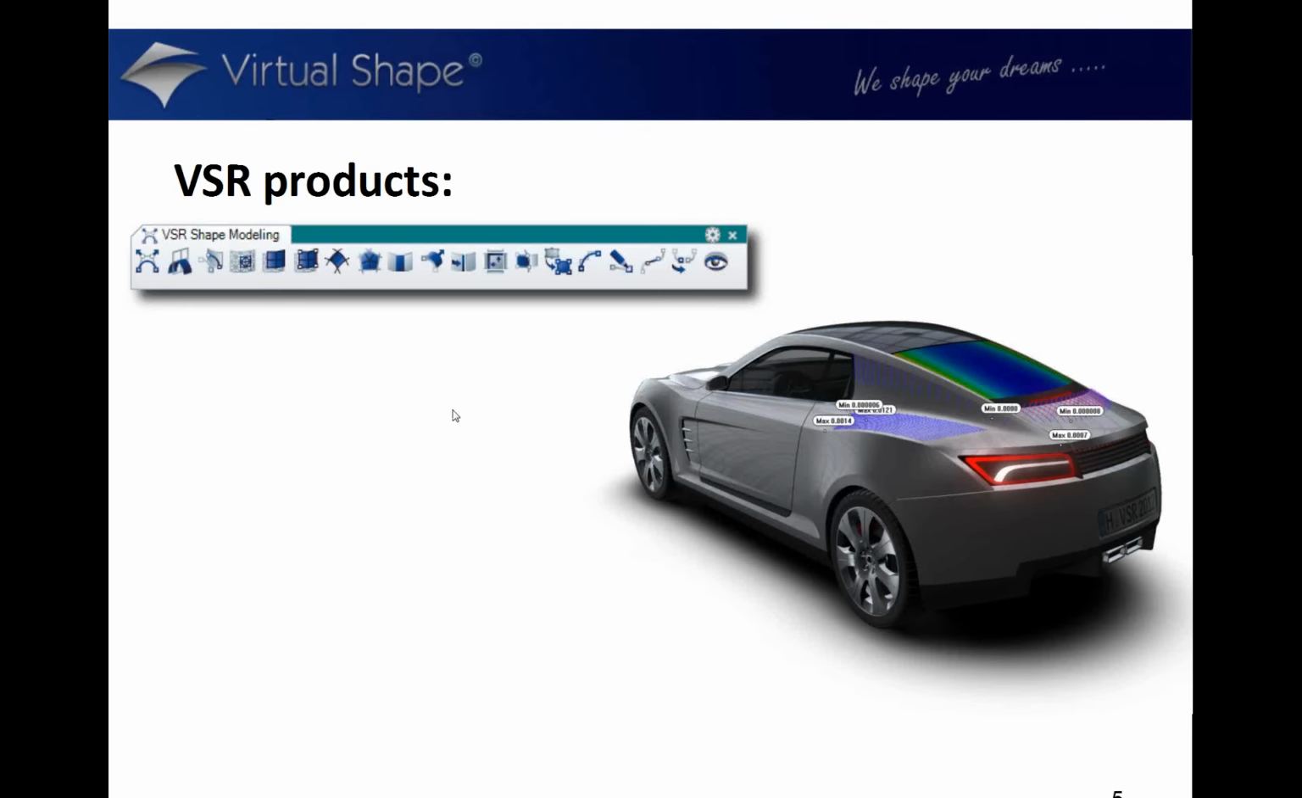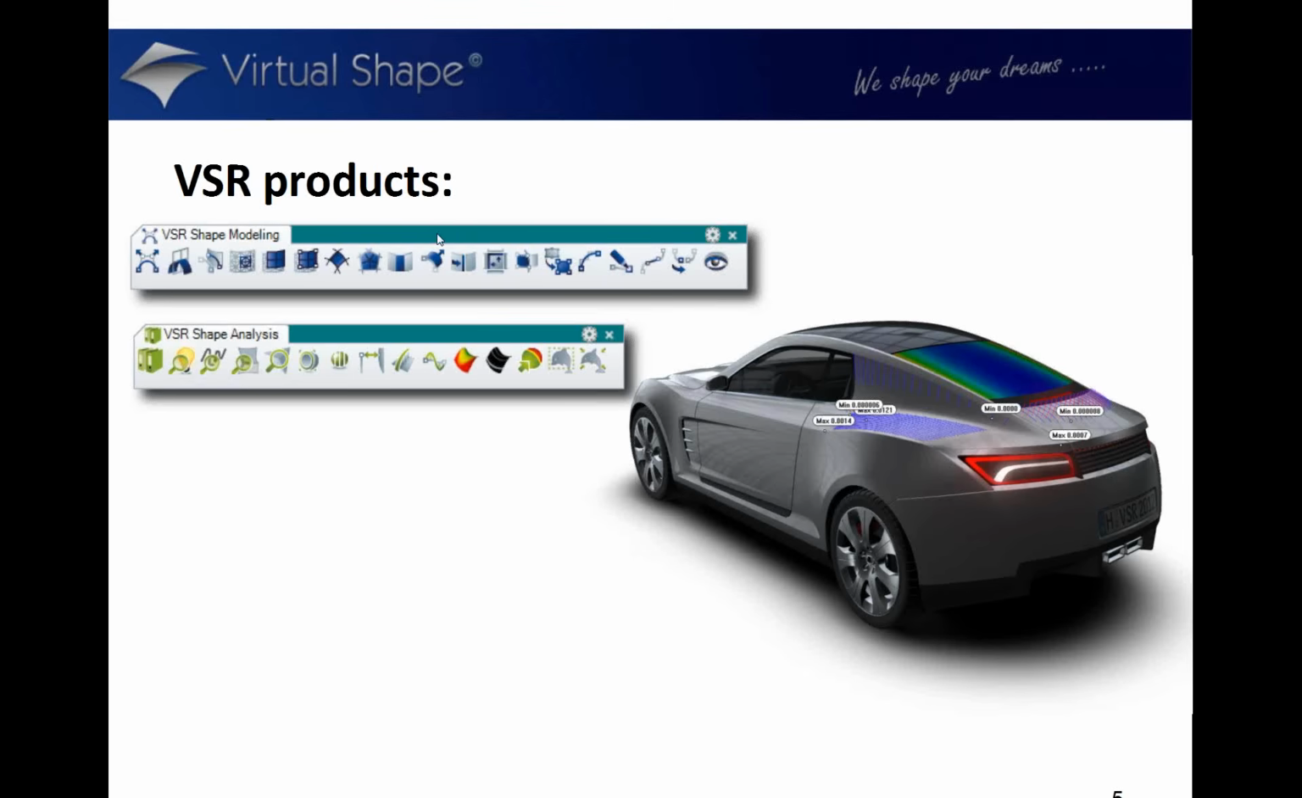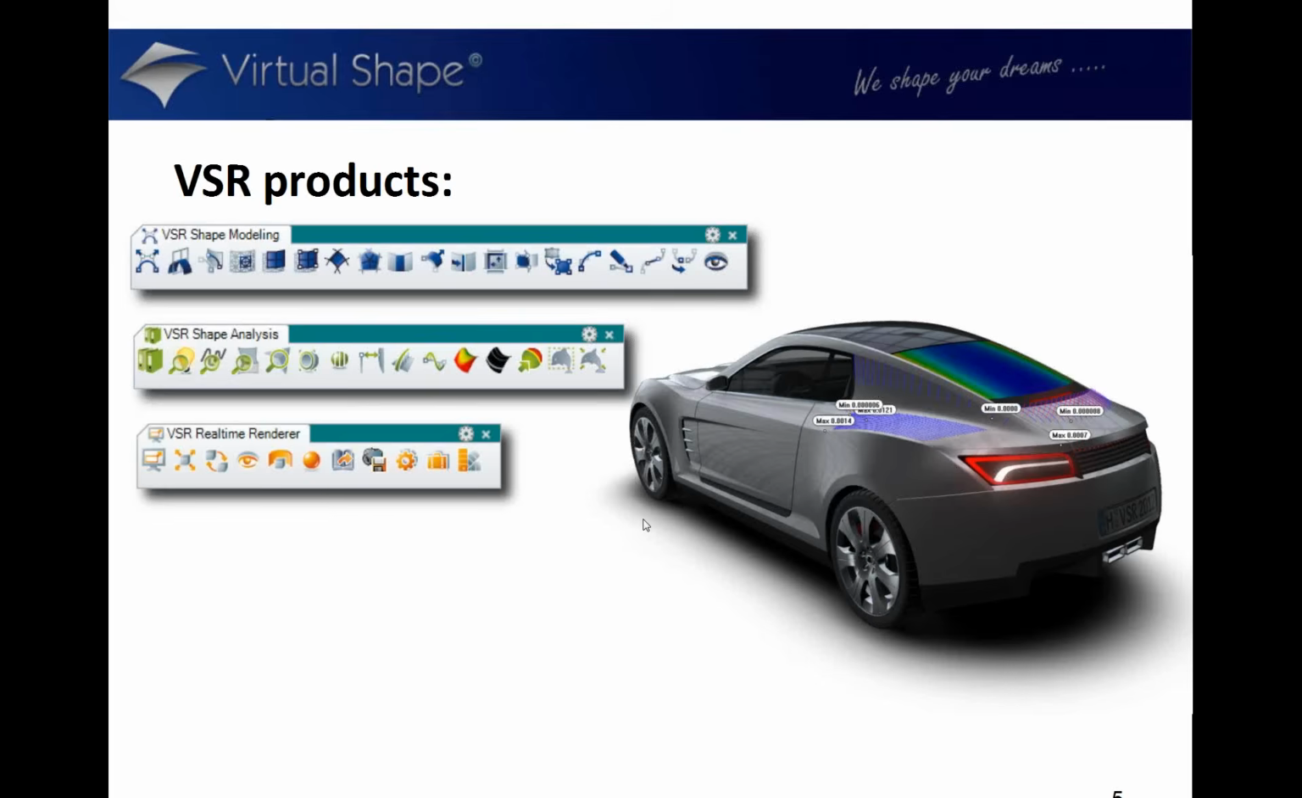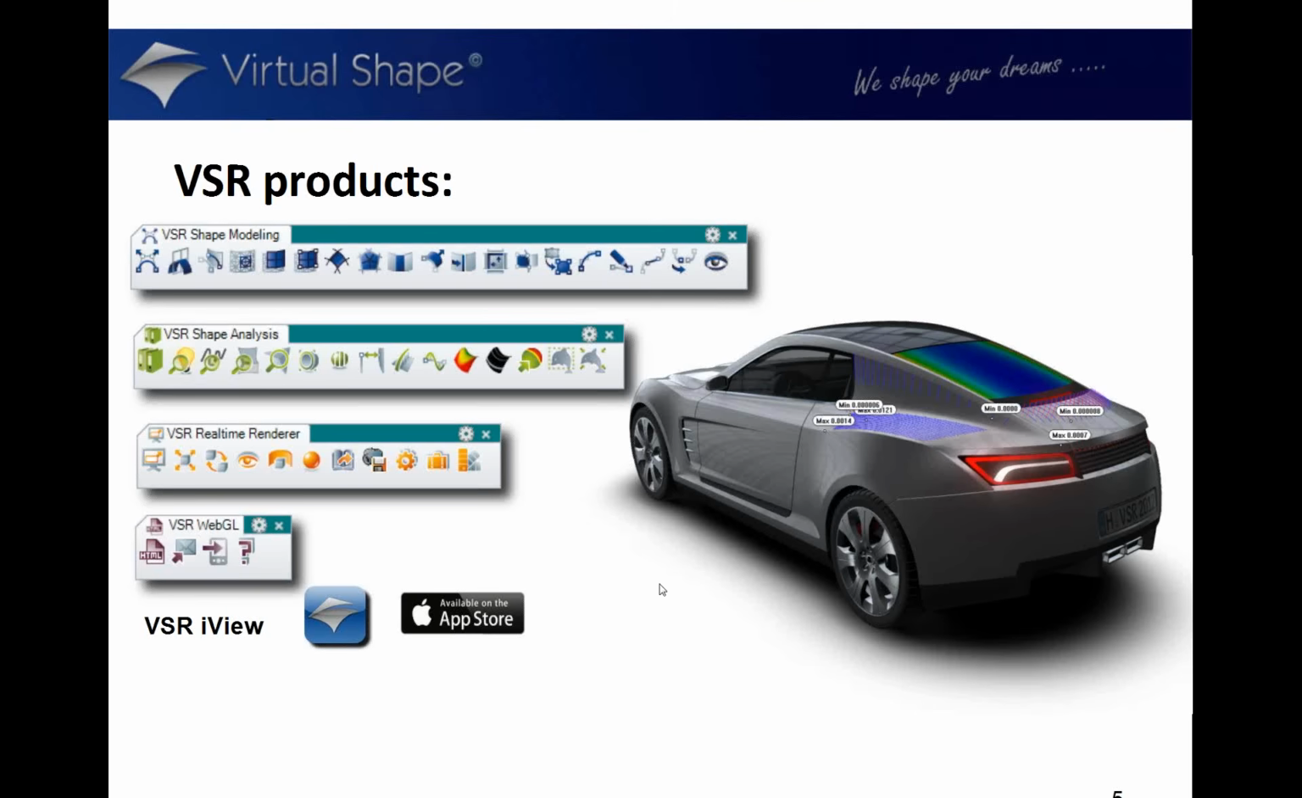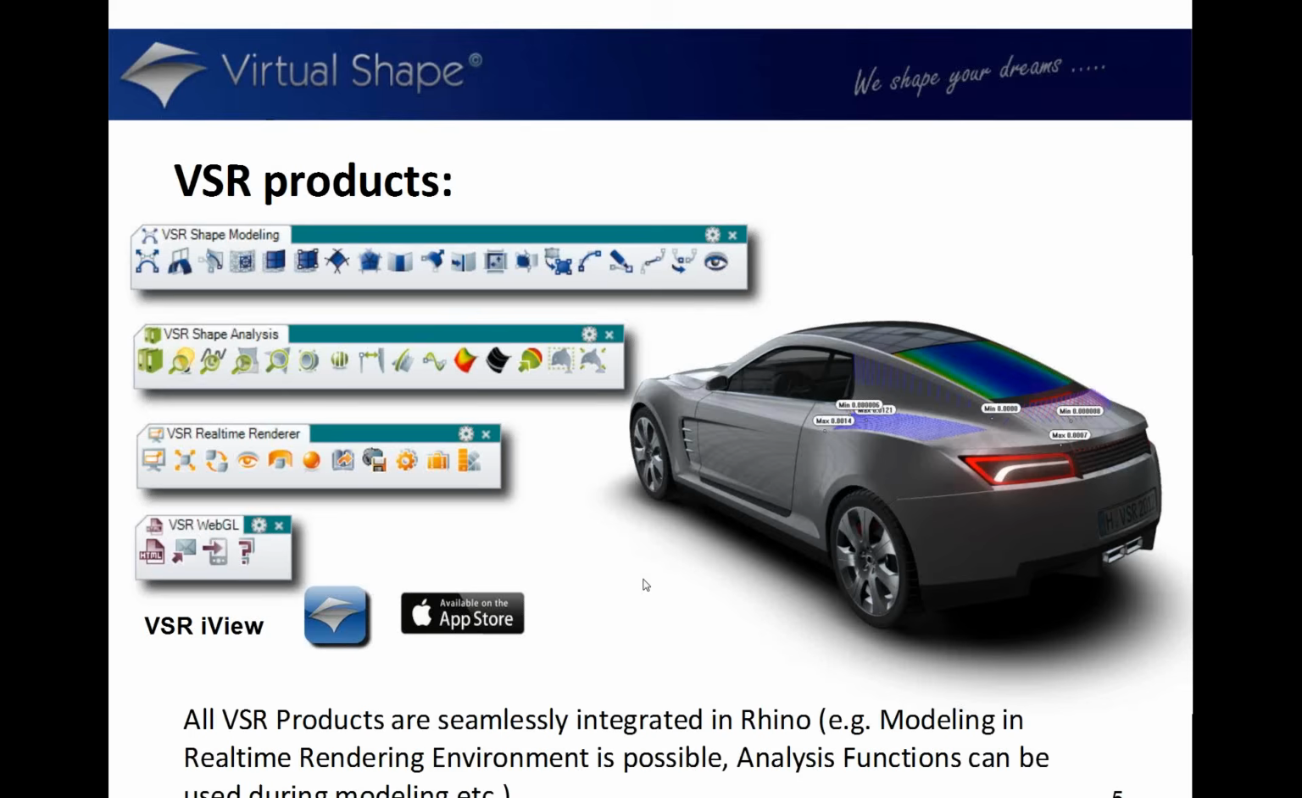Our flagship is the VSR Shape Modeling. It includes an analysis toolbar, which you could add analysis functionality to surfaces like you can see on the right side of the car. We have also an embedded real-time renderer, and we can export the geometry to 3D HTML pages, which is called WebGL. And we can also show this 3D content on mobile devices like iPad or iPhone.